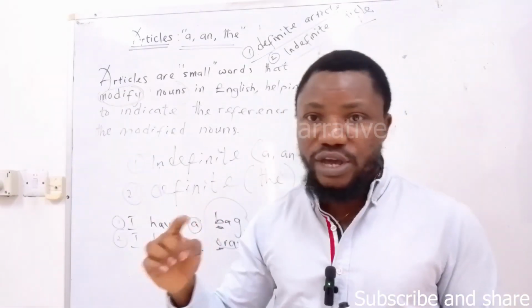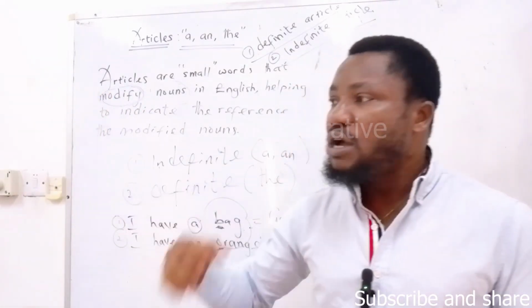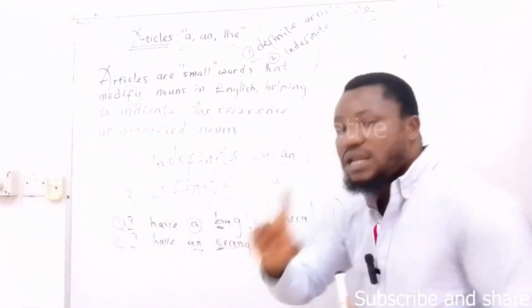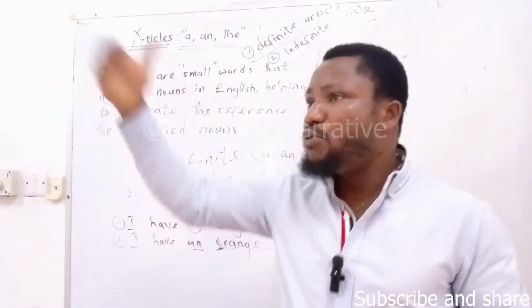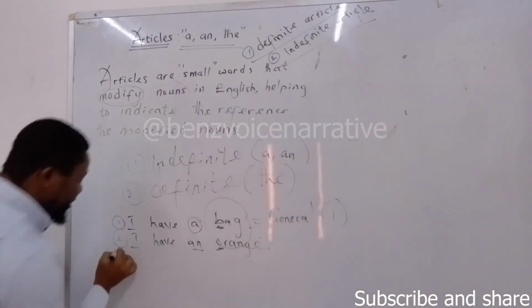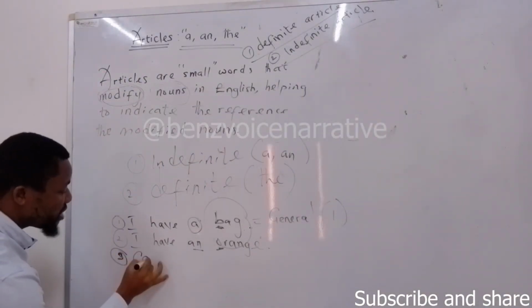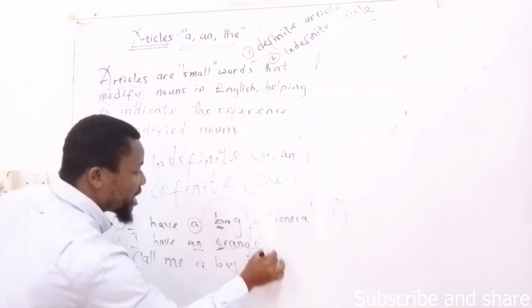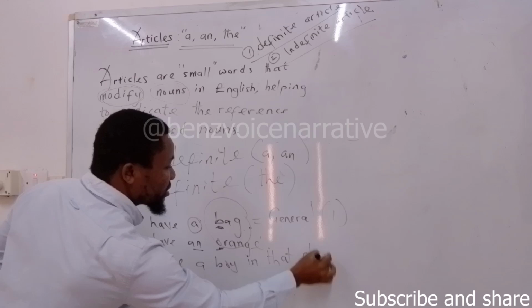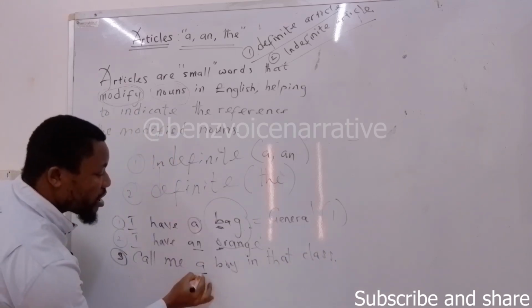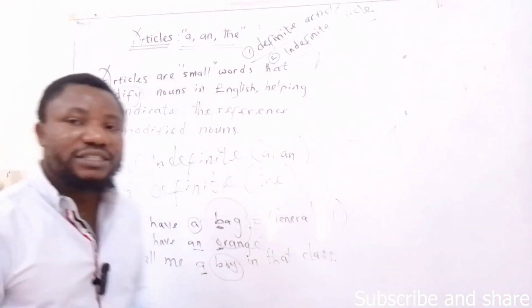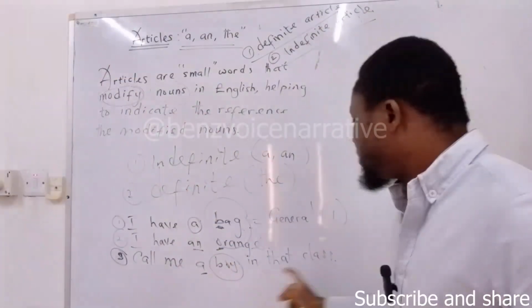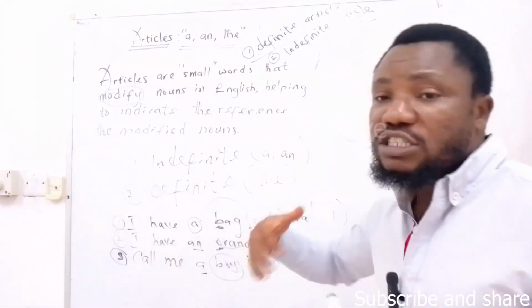Call me a boy from that class. A boy, one boy. Let's have the other example. 3. Call me a boy in that class. When I say call me a boy in that class, what you're going to do is go to that class and call any boy. What this means is any boy, not a specific boy.